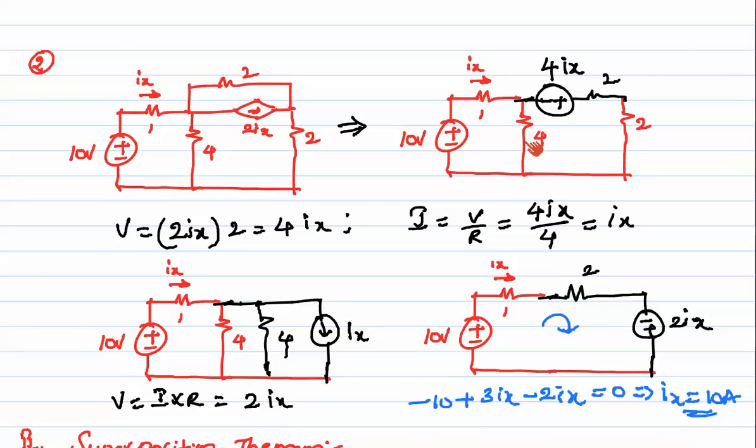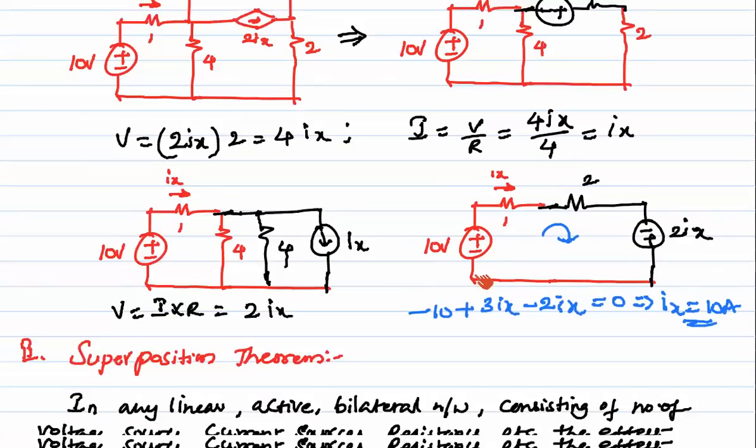Why? Because I is equal to V by R. Here we have Ix and 4, 4 and 4 in parallel, which will give 2. Again, after writing this 2 ohms in parallel with Ix, I can represent it again in terms of a voltage source in series with a resistance, so that we can get the answer as 10 amps here.